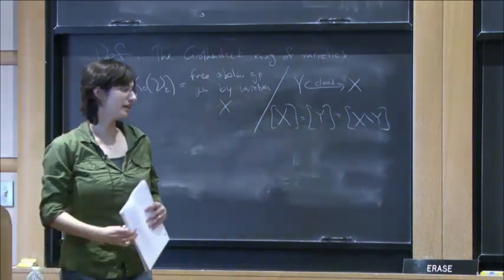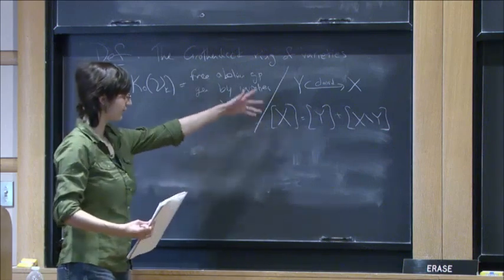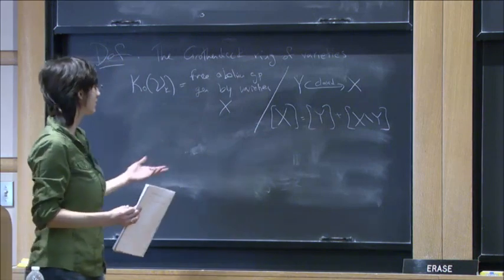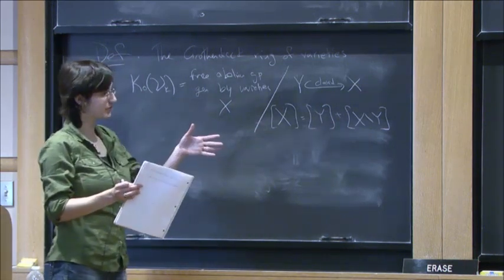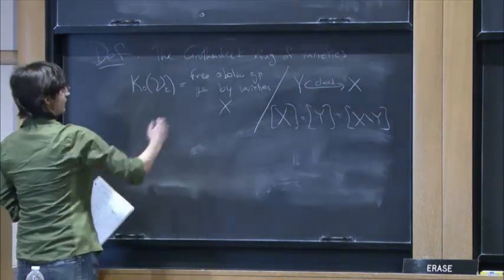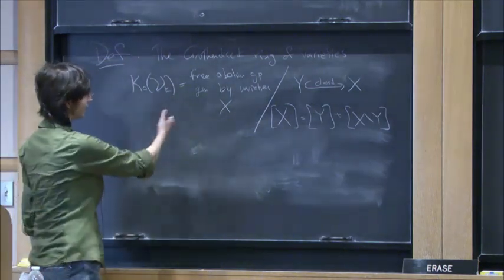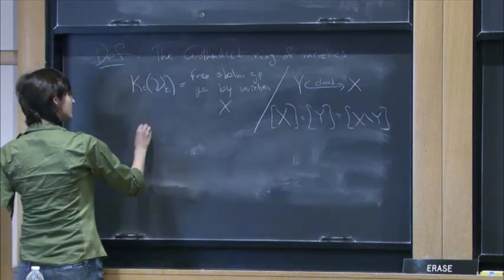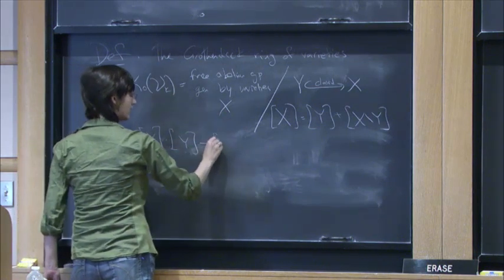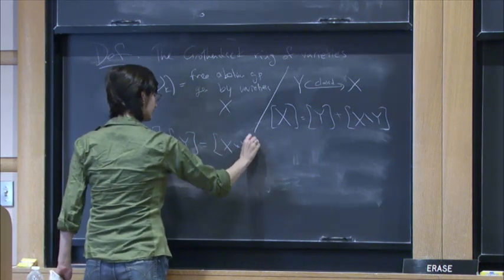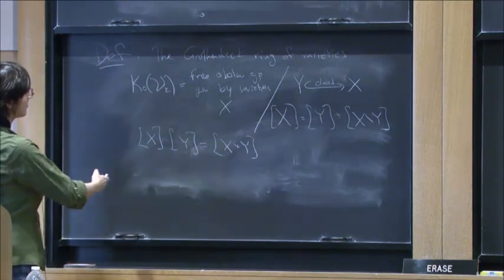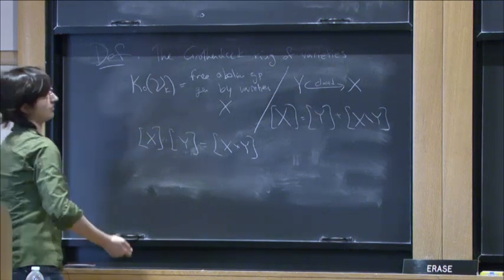And when I say variety, I mean reduced separated scheme of finite type over K. And if you don't like that, it's a zero set of some polynomials intersect a non-zero set of some other polynomials. Okay, so we have this. It's a perfectly good object, except I haven't defined a ring structure yet. On generators, the ring structure is defined by the Cartesian product. This is a commutative ring, and it's interesting because it's the universal additive invariant.